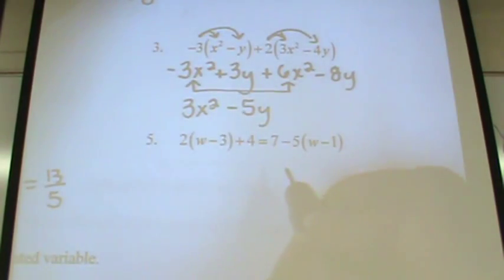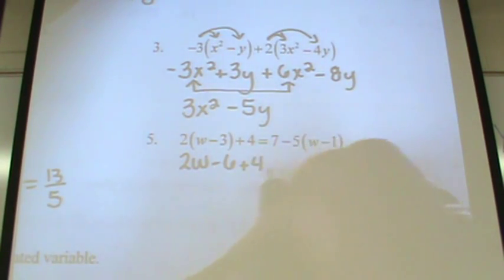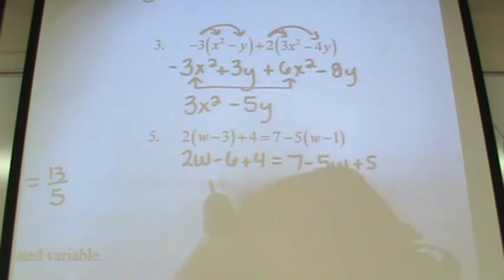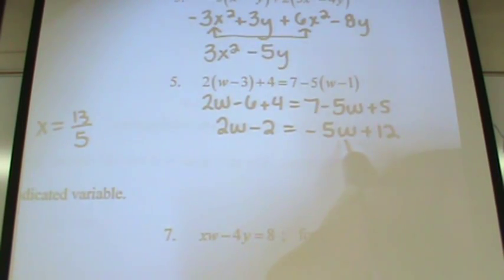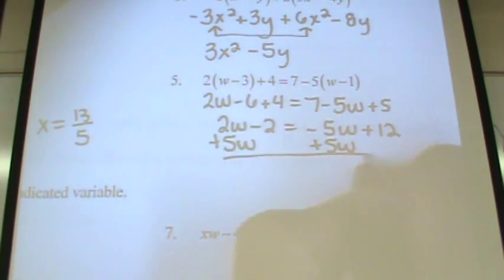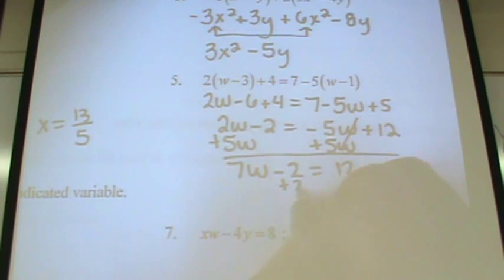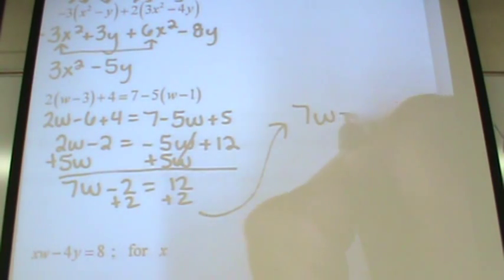Number 5 is a little bit more involved. You're going to distribute the 2, so you get 2w minus 6 plus 4 equals 7 minus 5w plus 5. So you're going to add like terms. On the left side, 2w minus 2 is equal to -5w plus 12. Now the smaller variable is -5w, so if you add 5w to both sides, you get 7w minus 2 equals 12. Add 2 to both sides, so you get, and I'm going to write it up here, 7w equals 14, divide by 7, and w is 2.